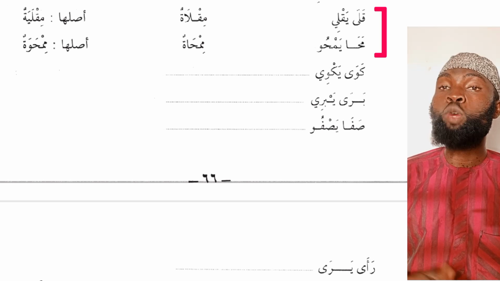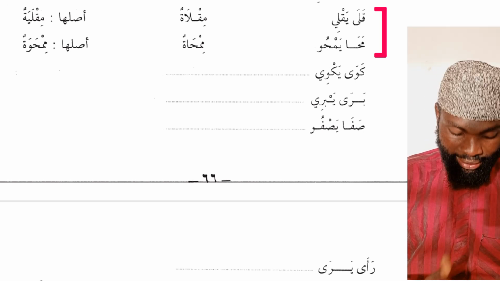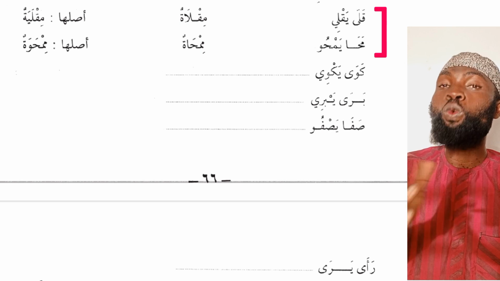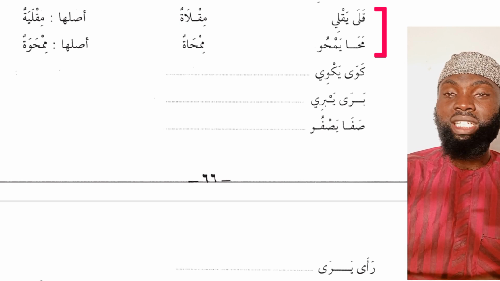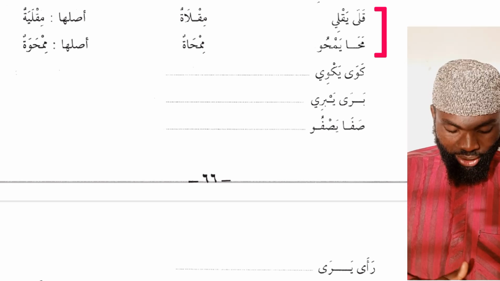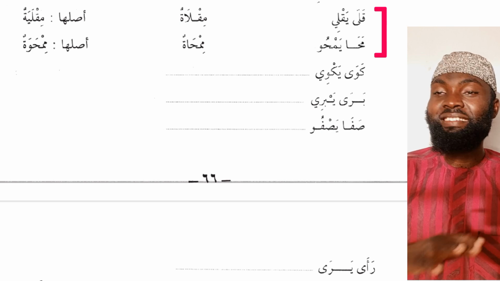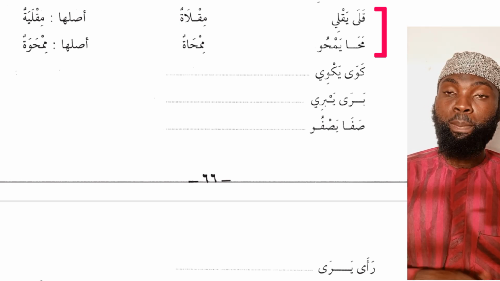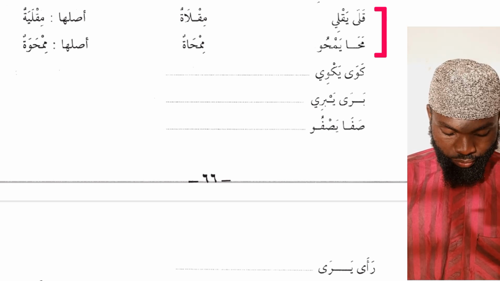The word maha, to erase. Yamahu, he's erasing. Yamahu Allahu ma yasha'u wa yathbit. Allah erases whatever he wishes and he reinstates whatever he wishes. So mimhatun, eraser. It is from the word mimwahatun, mimhawatun.